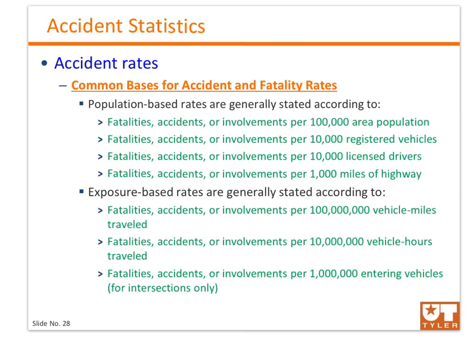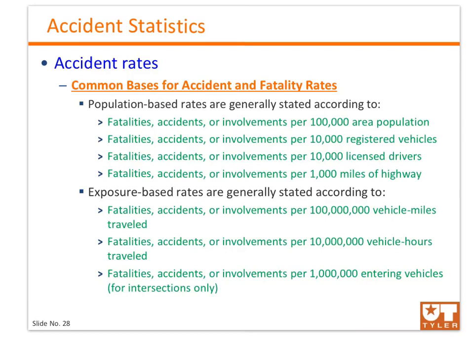So how do we come up with these numbers? How do we get those rates? There are common bases for accident and fatality rates that are used across the traffic engineering profession. For example, when it comes to the population-based rates, they are generally stated according to the following. First, if it's done based on the area population, it's going to be done as fatalities, accidents, or involvements per 100,000 area population.